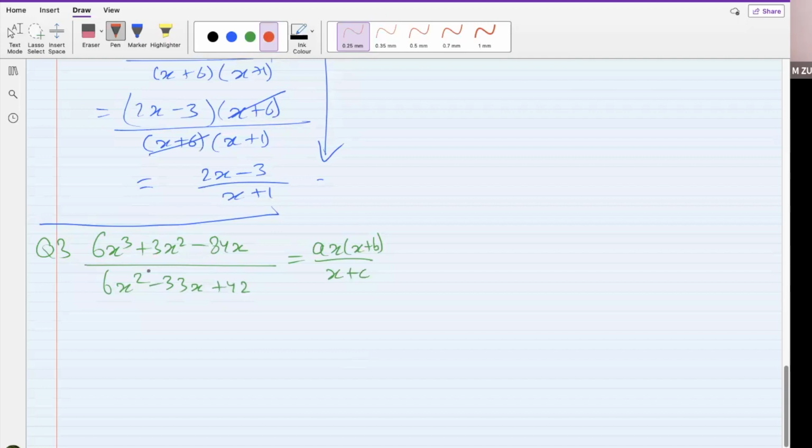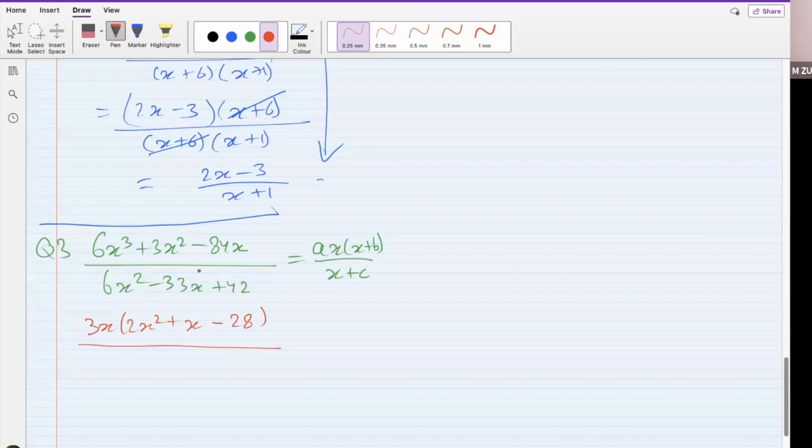So if I see we have cubic in the numerator, I'm taking out 3x as common. I think 84 is, let me use a calculator, 84 is also divisible by 3. Yes, that's 28. So I'm taking out 3x as common, and we are left with 2x square plus x minus 28.